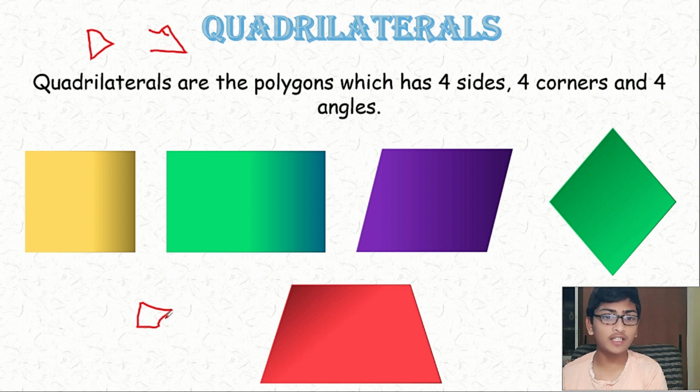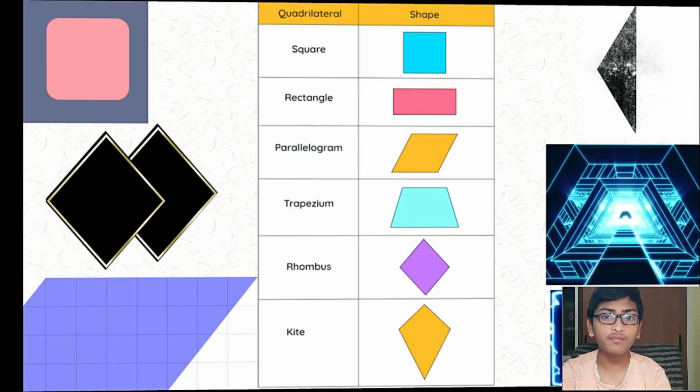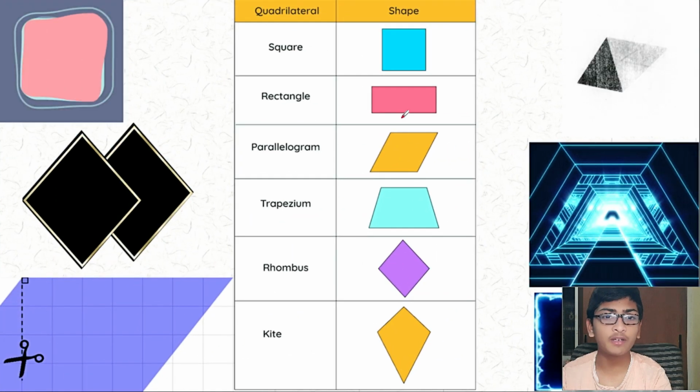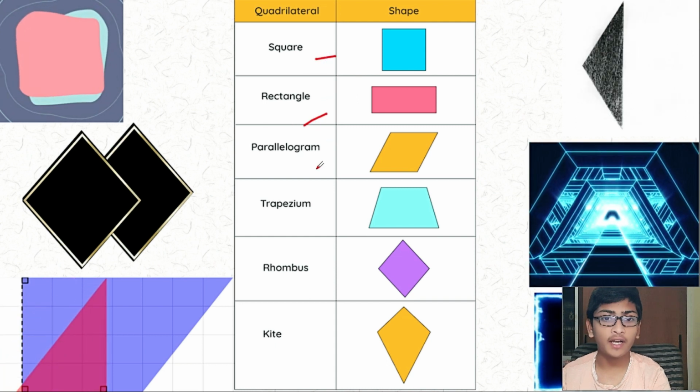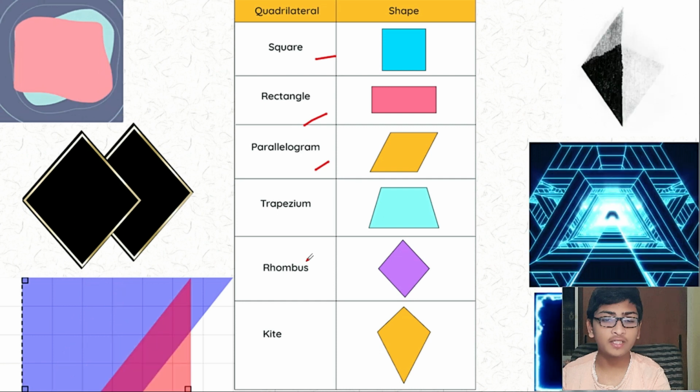Here is another polygon with 4 sides, 4 corners and 4 angles, but these are not regular polygons. Regular shapes possess some properties along with the common properties of a quadrilateral. Those are quadrilaterals or regular shapes. Now these are some examples of quadrilaterals: square, rectangle, parallelogram, trapezium, rhombus and kite.